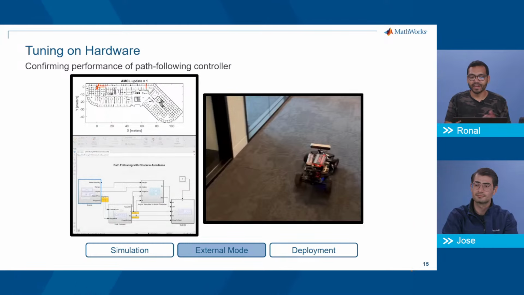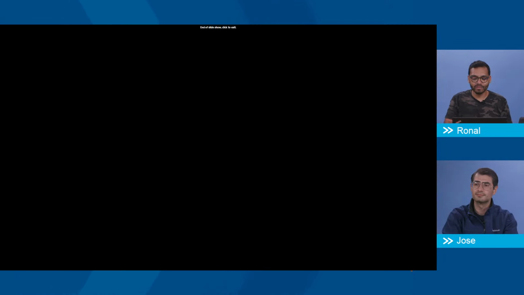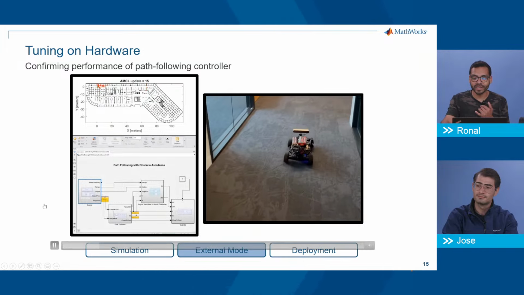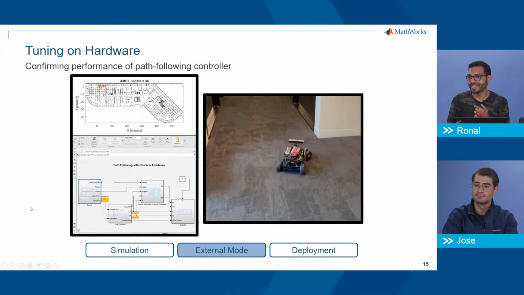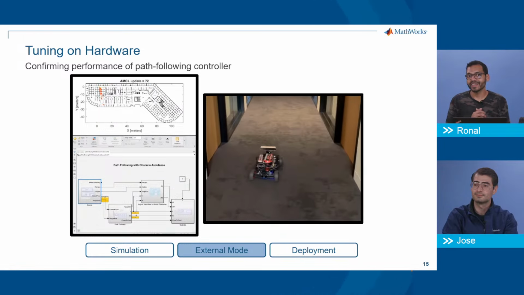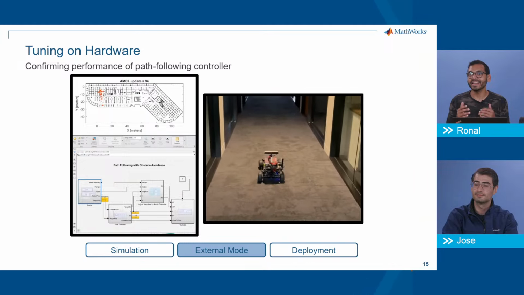And then this is the final run, where it's running in external mode. I'm making sure my localization is working the way it's supposed to. I'm making sure that my sensor data is coming in exactly how I need it to. And that makes it really easy to debug anything that happens.